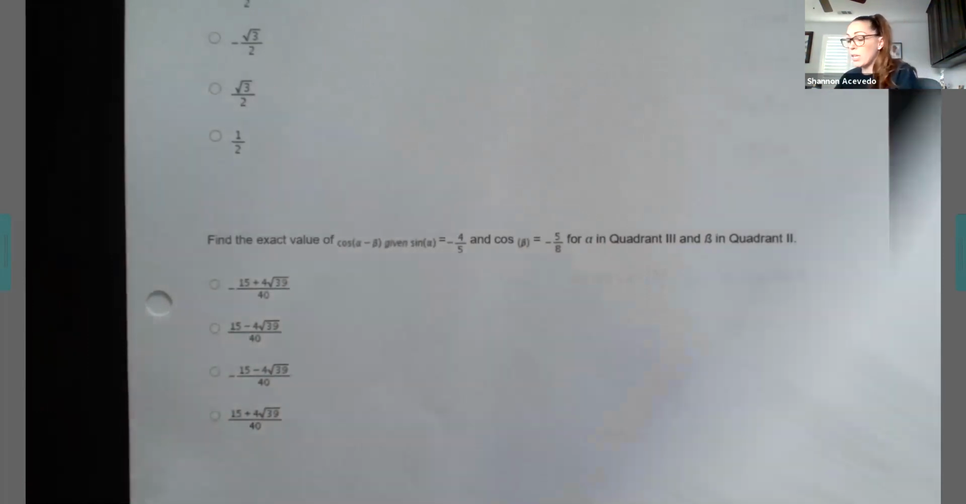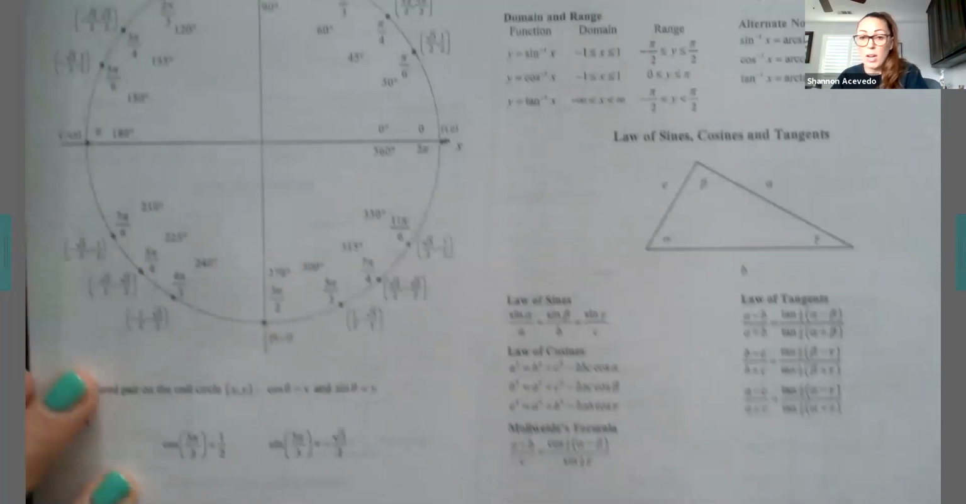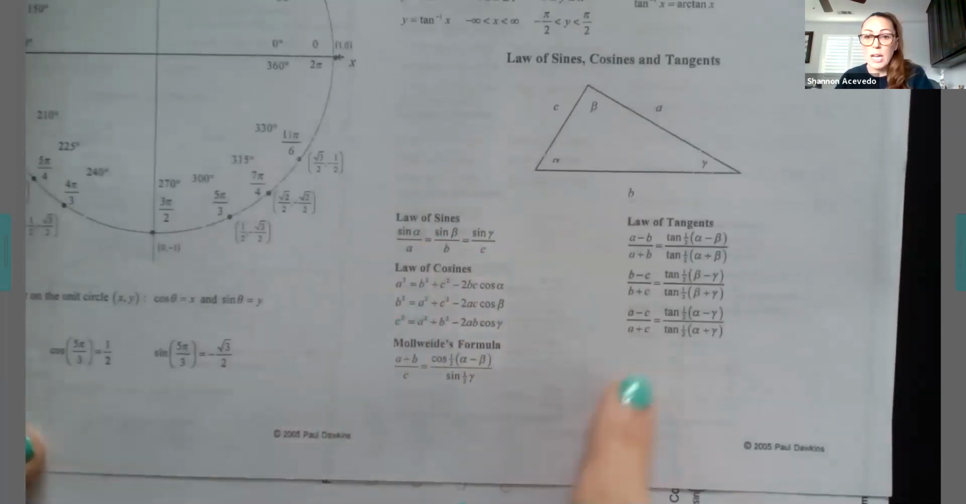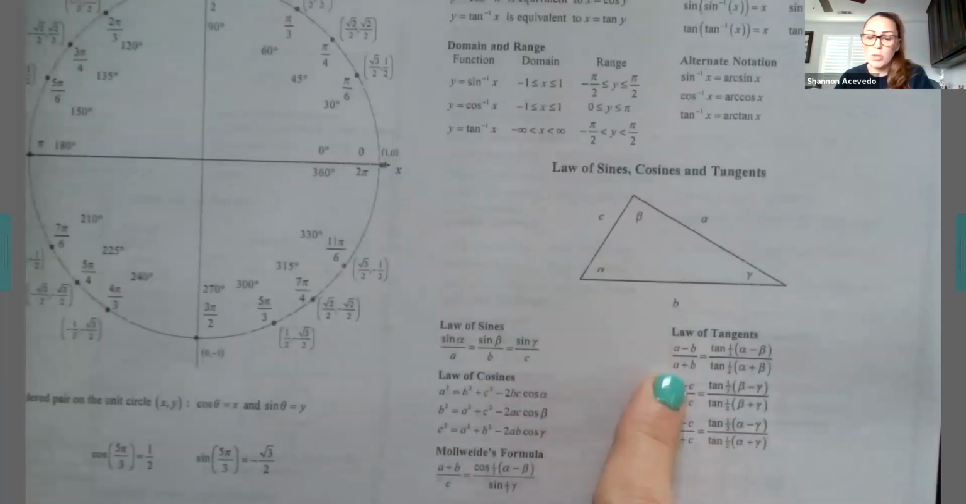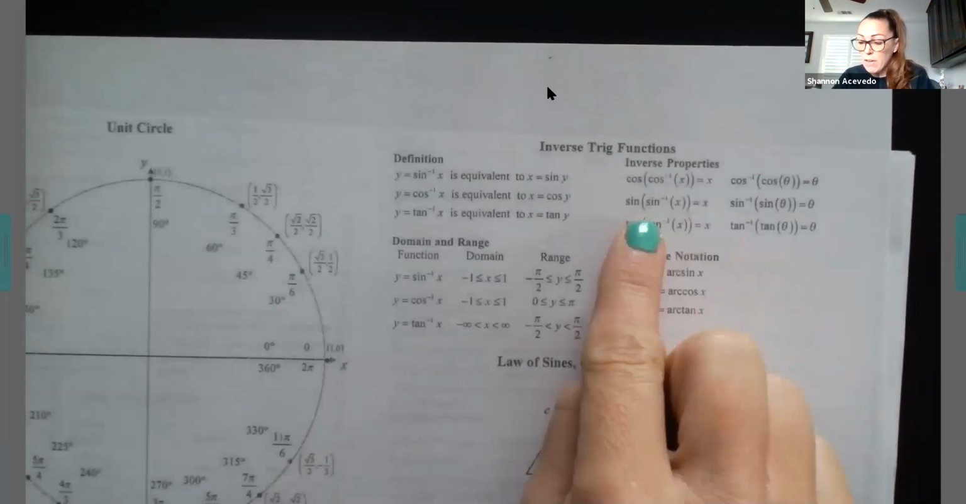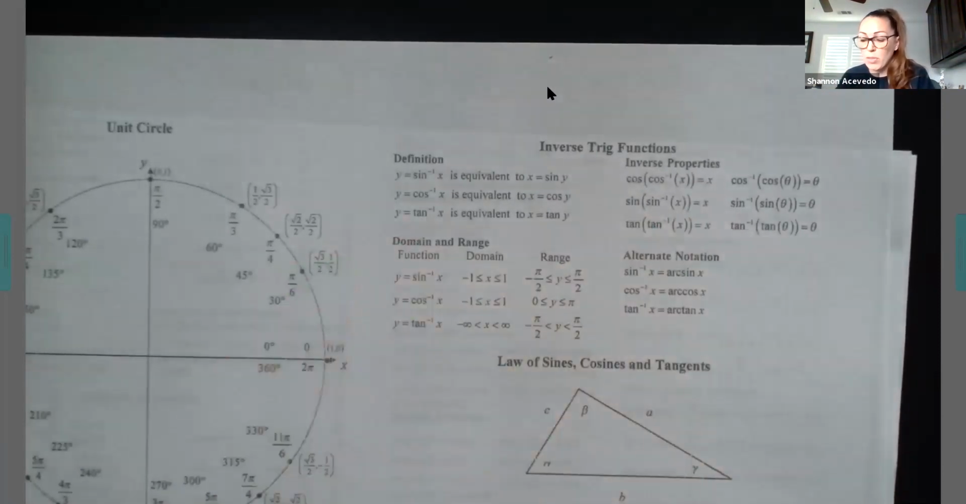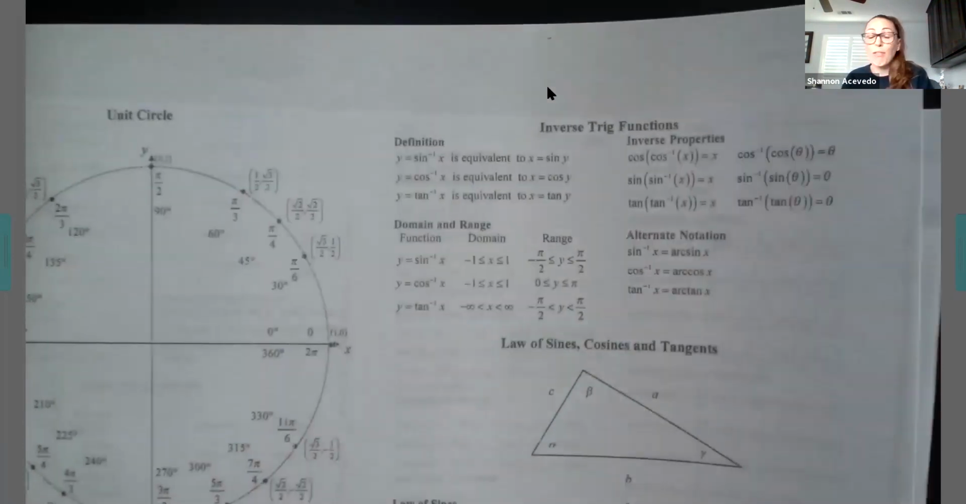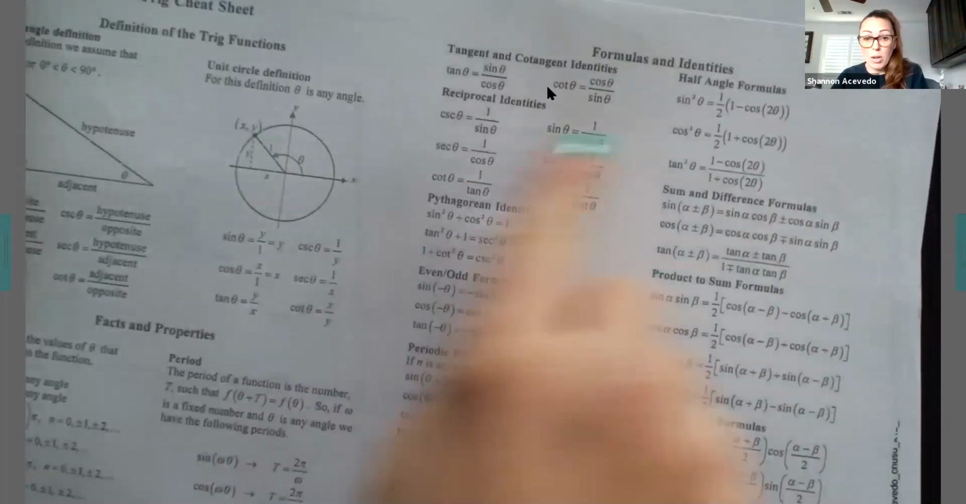I went ahead and printed the formula sheet that I had sent out, that's in Google Classroom. So you can see the formula sheet kind of has everything. It has law of sines, law of cosines, law of tangents, which we didn't really focus on. It's just a great sheet that goes through our inverse properties, domain and range that we had worked with. So it just has everything you need all in one spot, as well as all the different formulas that we're going to be coming across and working with.